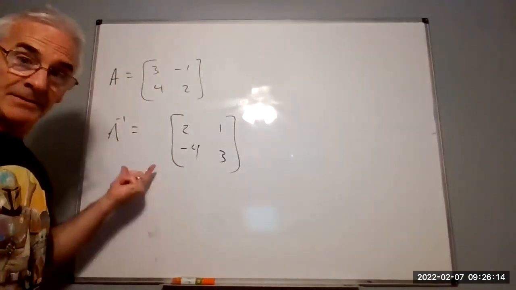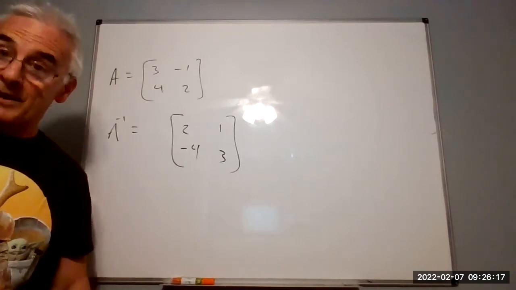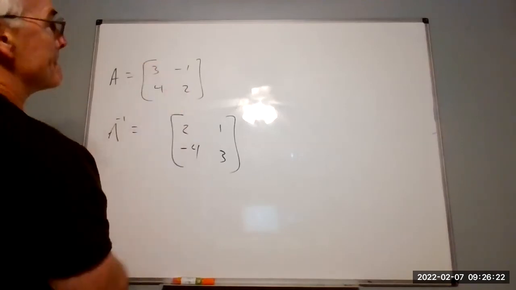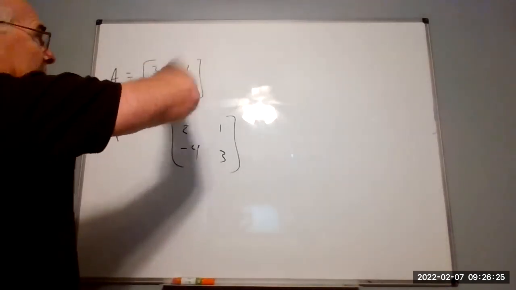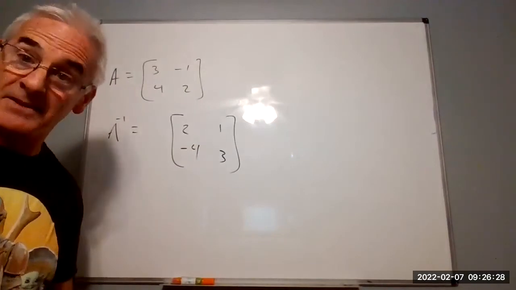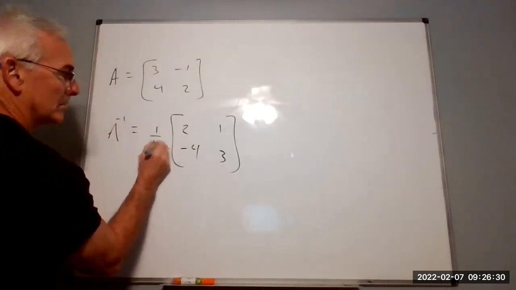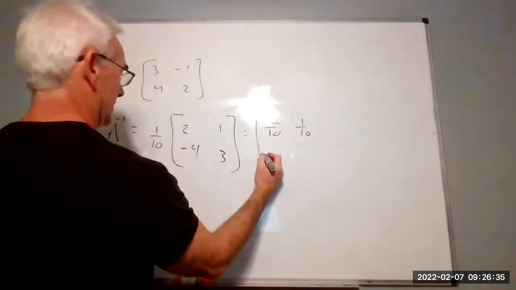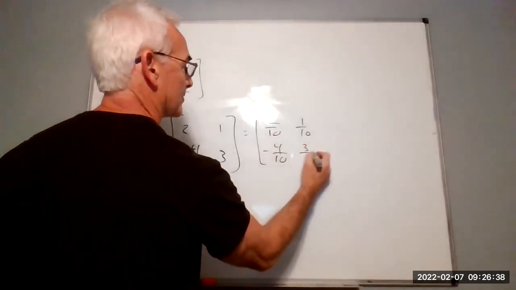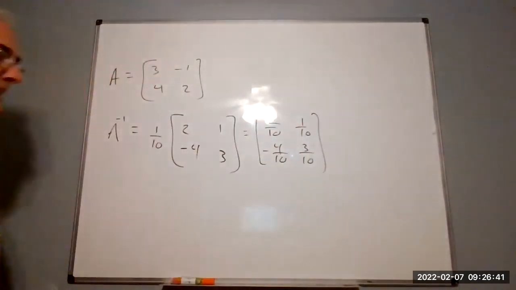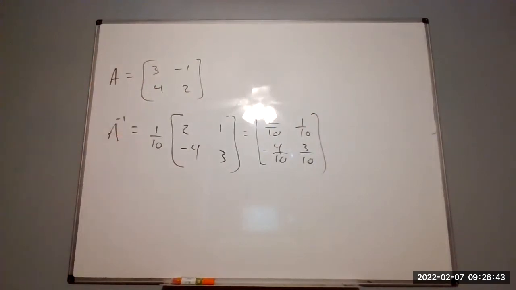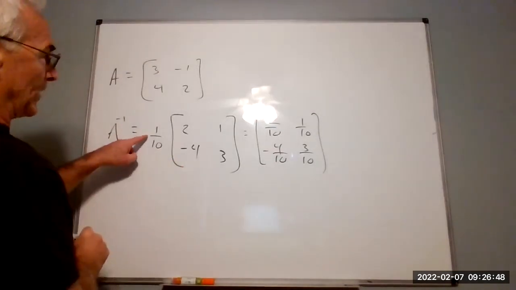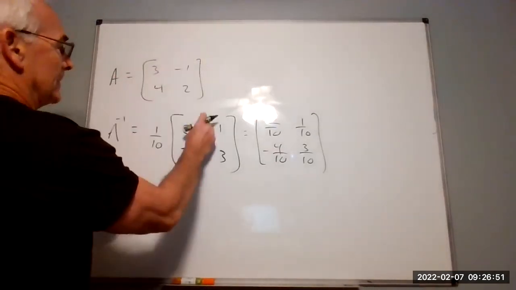We're not done yet. Now I've got to put in the correct coefficient. The correct coefficient would be, we said AD, that's 6, minus BC. So 6 minus -4 is 10. So my answer would be 2/10, 1/10, -4/10, 3/10. You always multiply it in. So do it in this order and you say, wow, that was really, really simple. 1 over AD minus BC, and then times these guys.